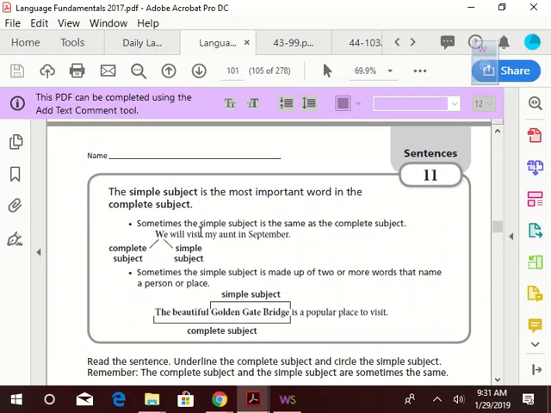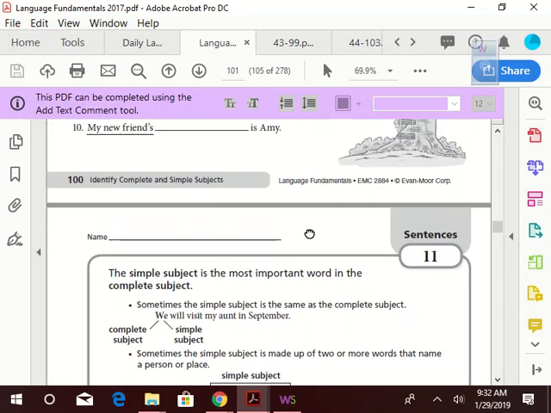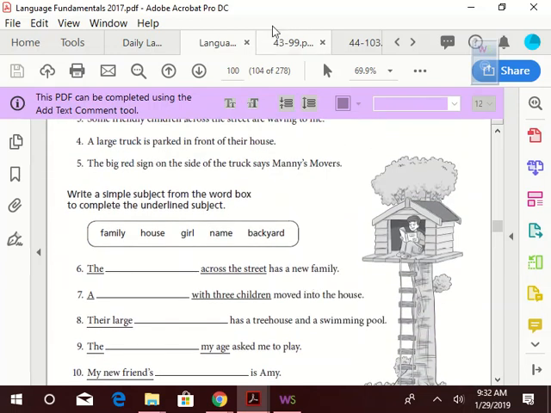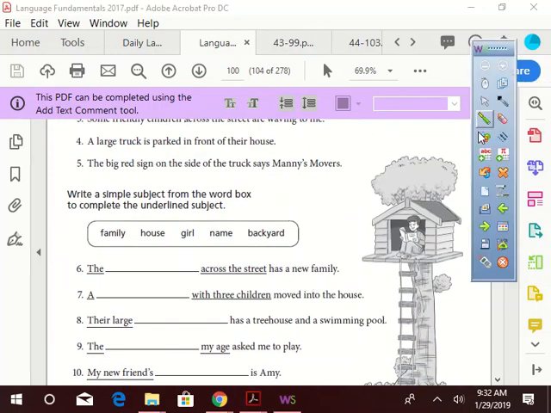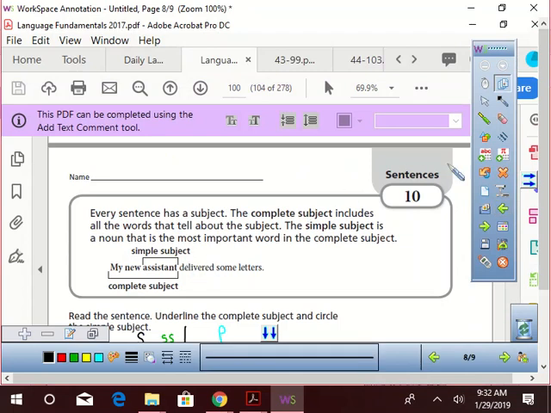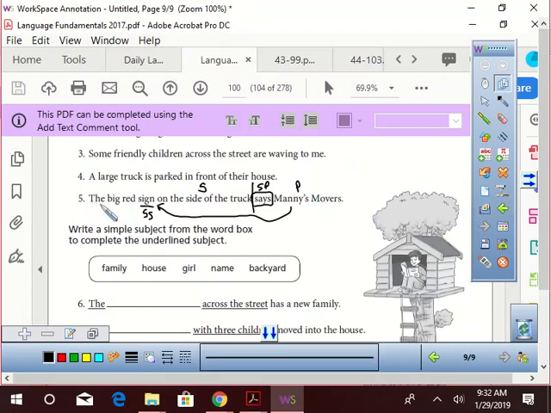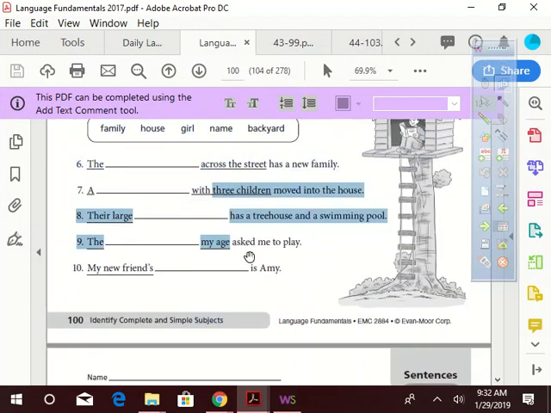All right, finally, the simple subject is the most important word in the complete subject, right? It's the most important word, right? Just like when we look back at this one, you guys, that was a long subject, right? If I go back real quick, that was a long subject. The big red sign on the side of the truck. That whole thing is the subject. But what's the most important word in there? What is it that they're describing over here? It says Manny's Movers. What are we referring to? The sign. Yeah, that's the most important word, right? Does that make sense? All right.